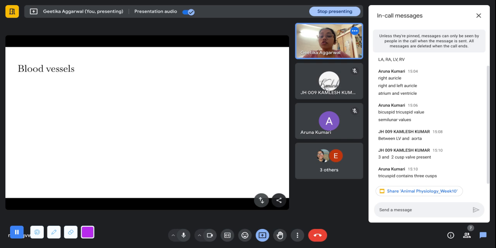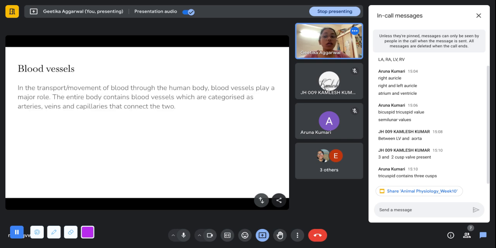Okay. So, moving on to the blood vessels. A major role you can see in this circulation is played by the blood vessels, because the heart is the one that's pumping the blood, but the blood vessels are the ones that are ferrying the blood away from the heart towards the different body parts, and then from the body parts back to the heart. So, in the transport and the movement of blood throughout the body, blood vessels are playing the major role. And they can be categorized as either arteries, veins, or capillaries.